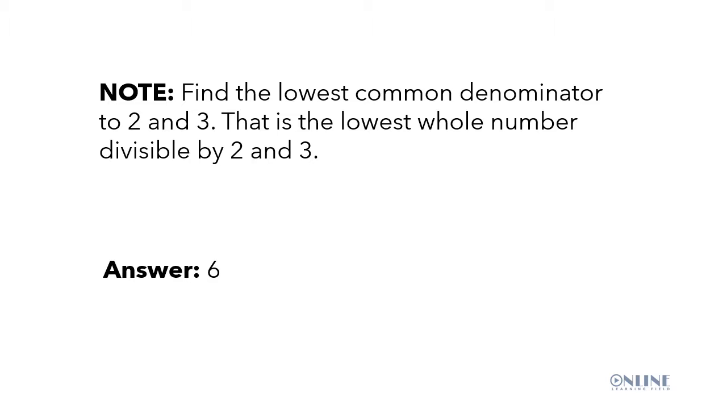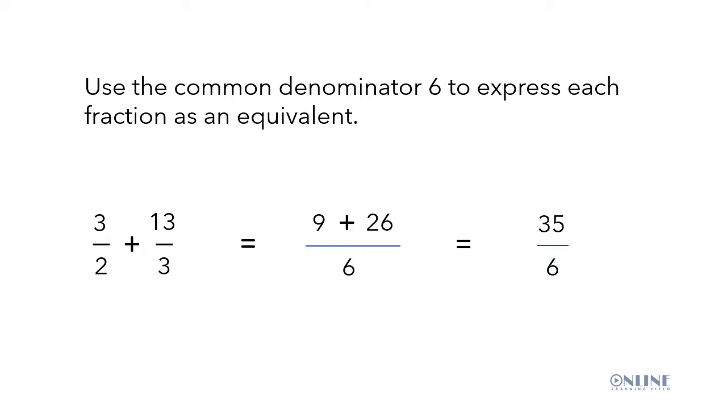To add up 3/2 and 13/3, we need to find the lowest common denominator divisible by 2 and 3. That number is 6. Using 6 as the common denominator and the same addition method we used in other examples, 3/2 plus 13/3 will give 35/6.